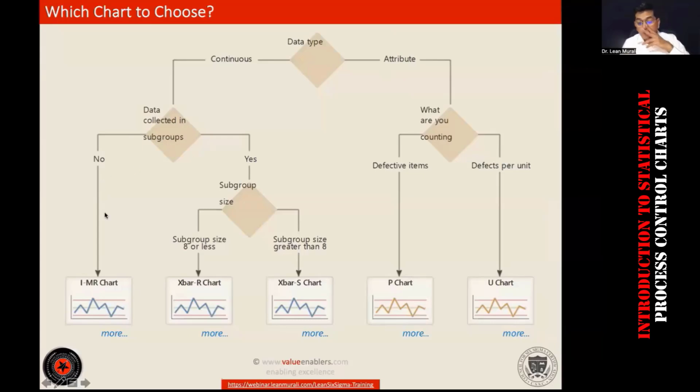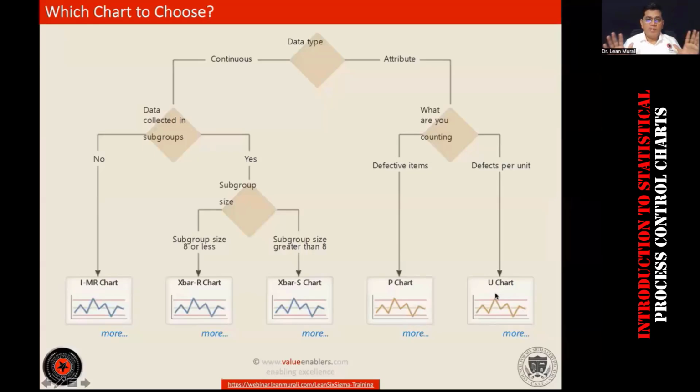If it is not in subgroups, it's an individual, so you use an individual moving range chart. If it is in subgroups, whether it is 8 subgroups or greater than 8 subgroups, depending upon that you use an X bar R chart or X bar S chart. If it is an attribute, which is defects or defects per unit, defective items and defects per unit, depending upon that you use a P chart or U chart.